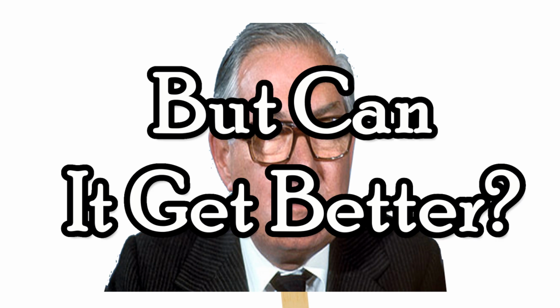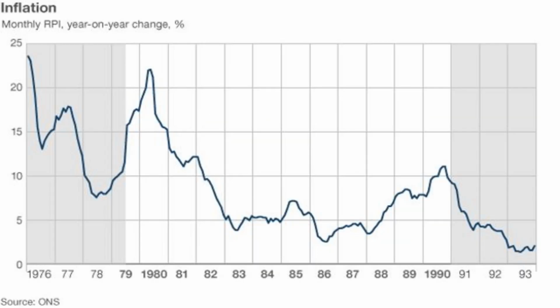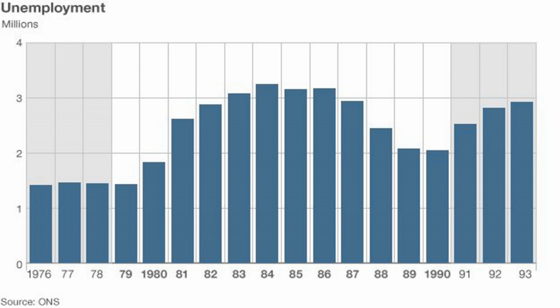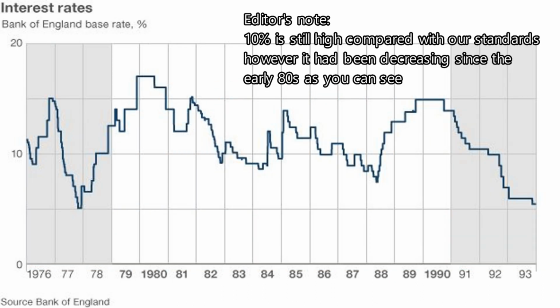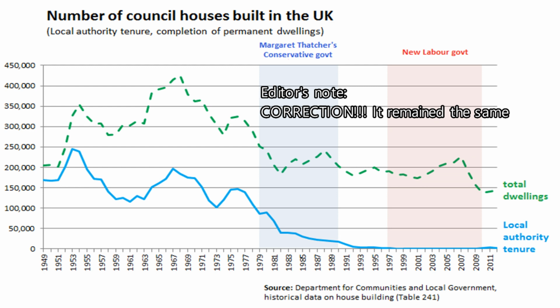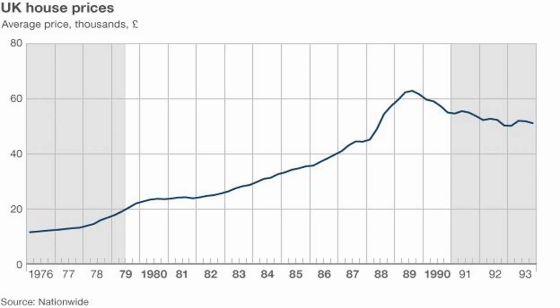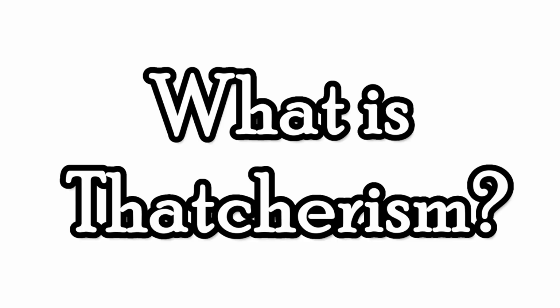But can it get better? Oh yeah, it can. Inflation was low, unemployment was decreasing, GDP was rising year on year, interest rates were low, more council houses were being built, and housing prices were gradually creeping up at a sustainable pace. Thatcherism was working. But what is Thatcherism?